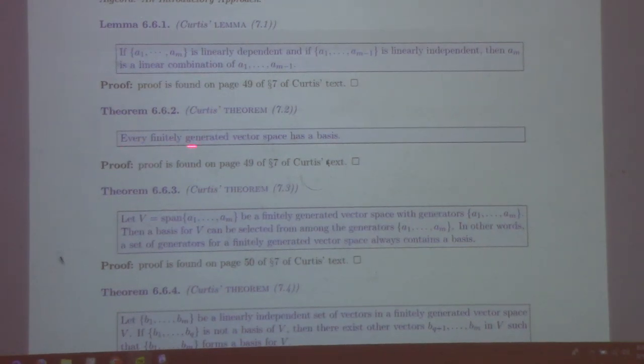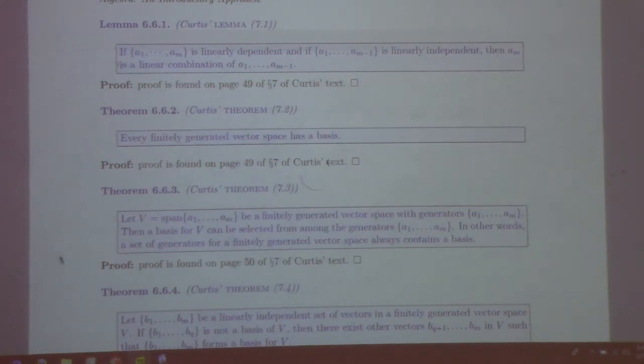Every finitely generated vector space has a basis. All right, not surprising. The number of things in the basis is invariant. We actually prove that, right? You can take a linearly independent set of vectors in V, and if it's not already a basis, you can pick other vectors, say b_{q+1} to b_n, to extend a given linearly independent set to a basis.